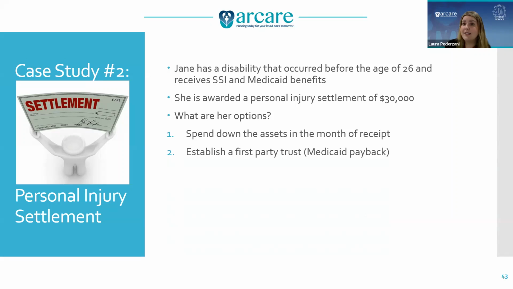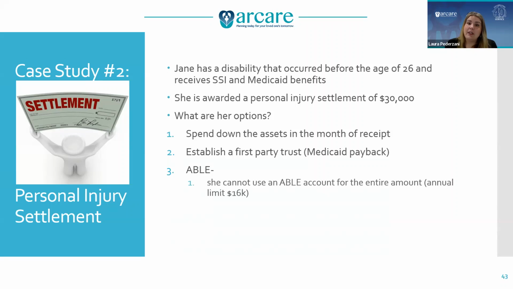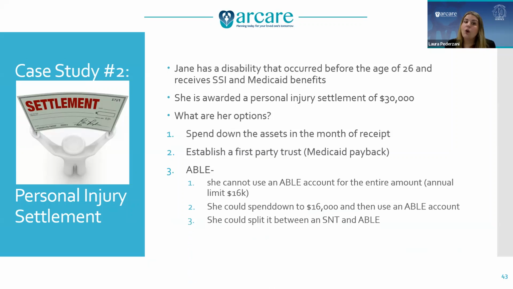Medicaid Payback would attach to that trust. She could put it all into an S&T. For ABLE, she cannot use the ABLE account for the entire amount. Remember, there is that $16,000 a year contribution limit. So she could spend down to 16 and then put the rest into an ABLE account, or she could split between a special needs trust and an ABLE account.